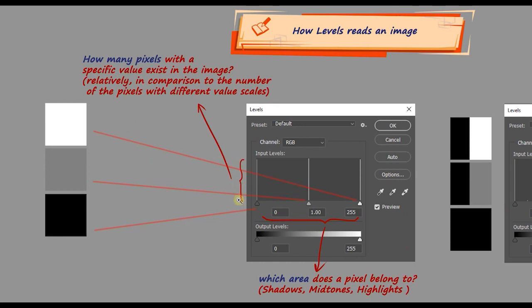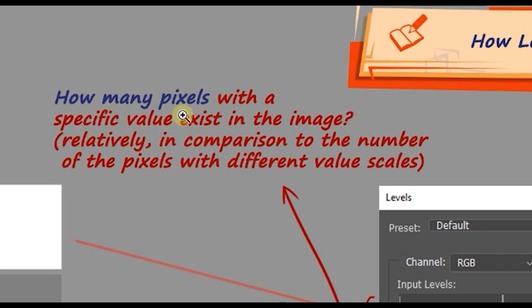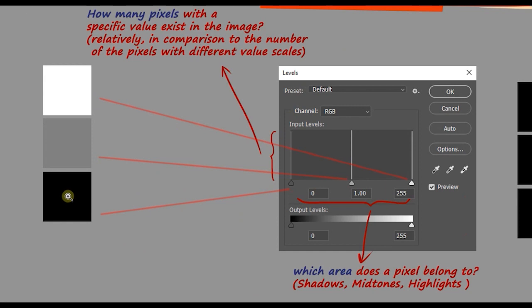Next, we have the vertical axis. This vertical axis answers this question: how many pixels with a specific value exist in the image, relatively, in comparison to the number of pixels with a different value scale. Because the number of shadow, midtone, and highlight pixels that make up this image is equal, the height of these bars is equal.